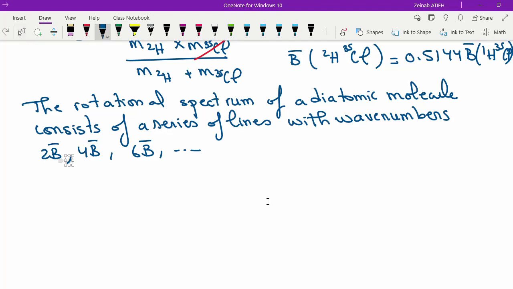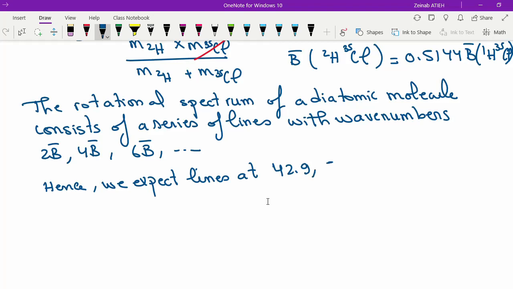So hence, we expect lines at 42.9, 53.6, 64.2, etc. centimeter minus 1.